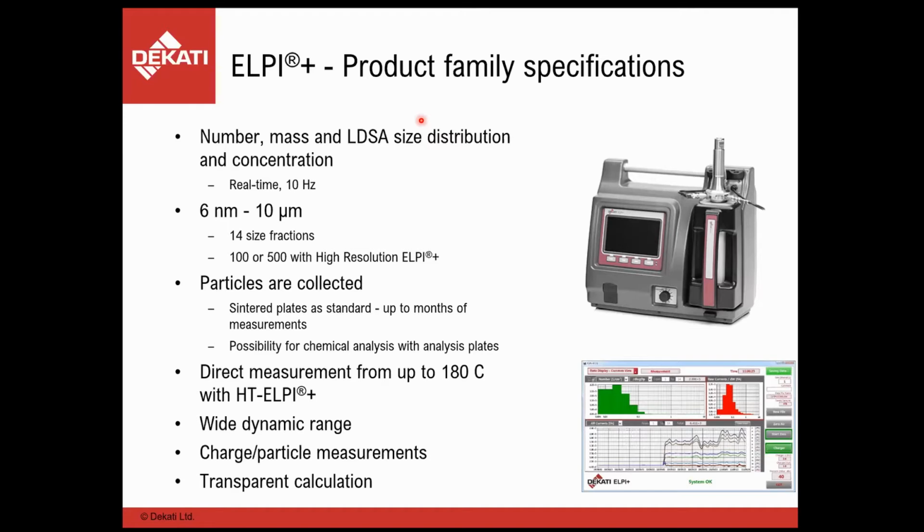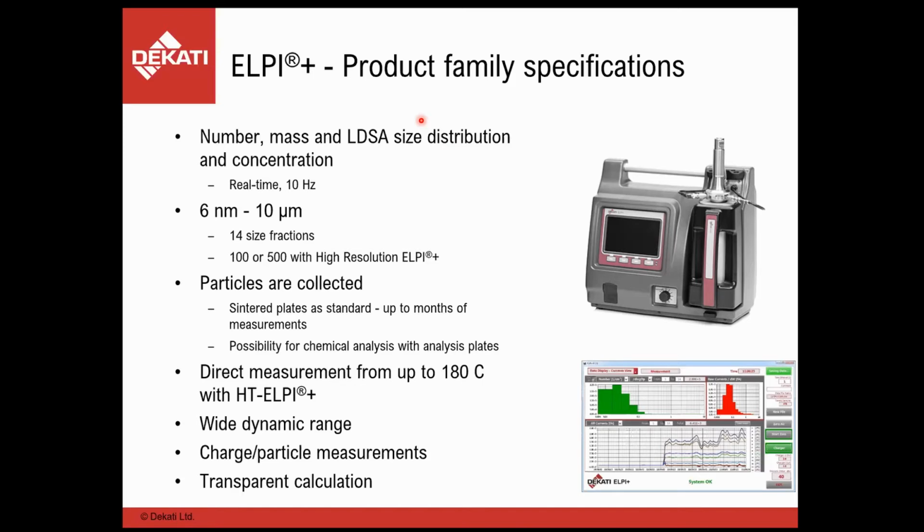Typically, what we use are sintered plates that allow us to do months of measurements continuously from the ambient. Or we can use what we call analysis plates that give you the possibility of doing subsequent chemical analysis of the samples. Now, one of the key things I'll be talking about today is the high temperature ELPI Plus that allows us to do direct measurement at up to 180 degrees Celsius. We'll take a look at that in the upcoming slides.